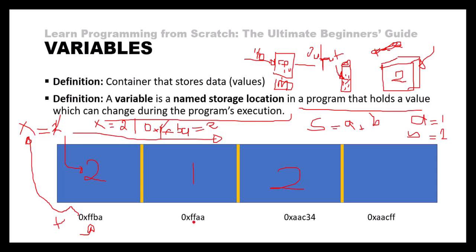So meaning this memory address is pointing to A, and this memory address is now pointing to what? It's now pointing to B. And then 1 plus 2 will give us 3. The value of 3, I'm going to save it in this memory block. And then this memory address is going to be pointing to what? It's going to be pointing to S. So this is how computers operate.